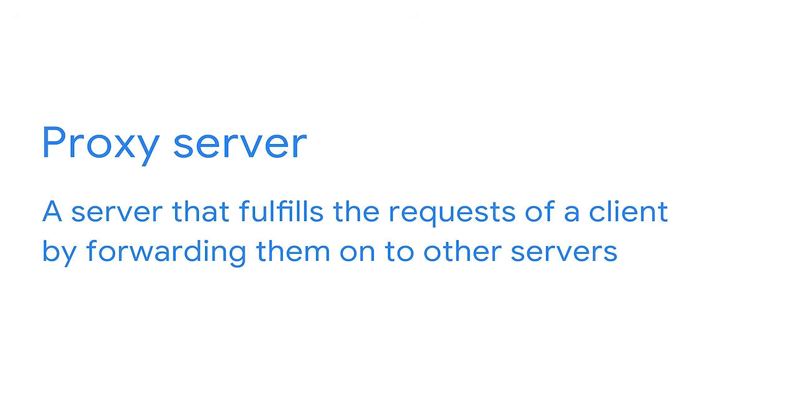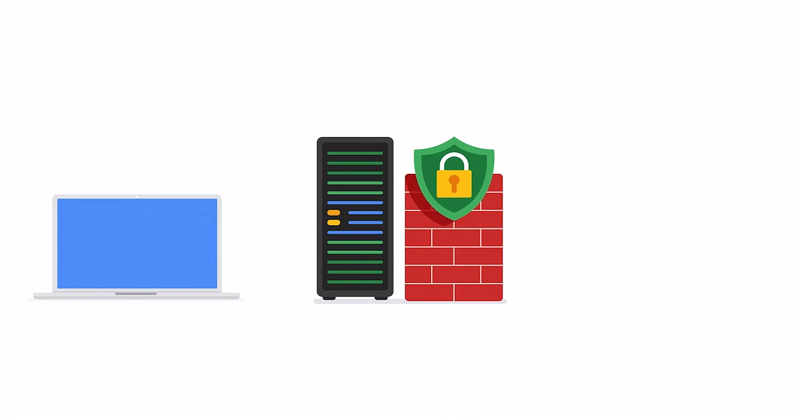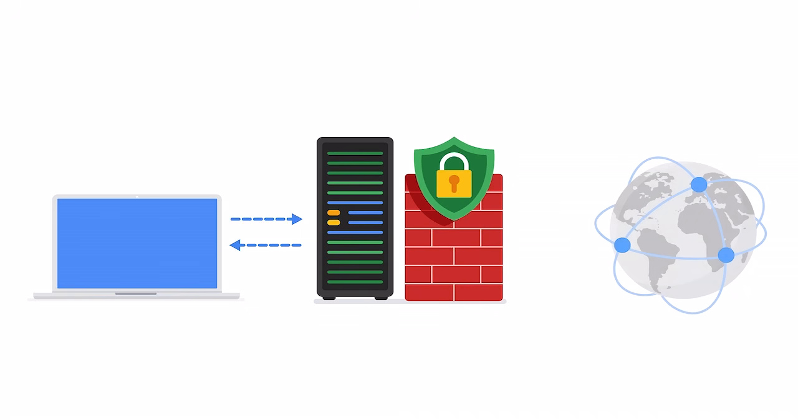Previously, we discussed how firewalls, VPNs, and security zones help to secure networks. Next, we'll cover how to secure internal networks with proxy servers. Proxy servers are another system that helps secure networks. The definition of a proxy server is a server that fulfills the request of a client by forwarding them on to other servers. The proxy server is a dedicated server that sits between the internet and the rest of the network. When a request to connect to the network comes in from the internet, the proxy server will determine if the connection request is safe.